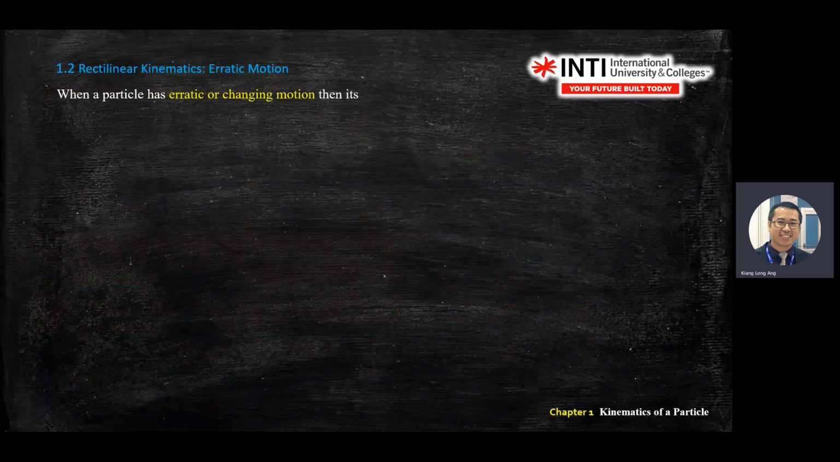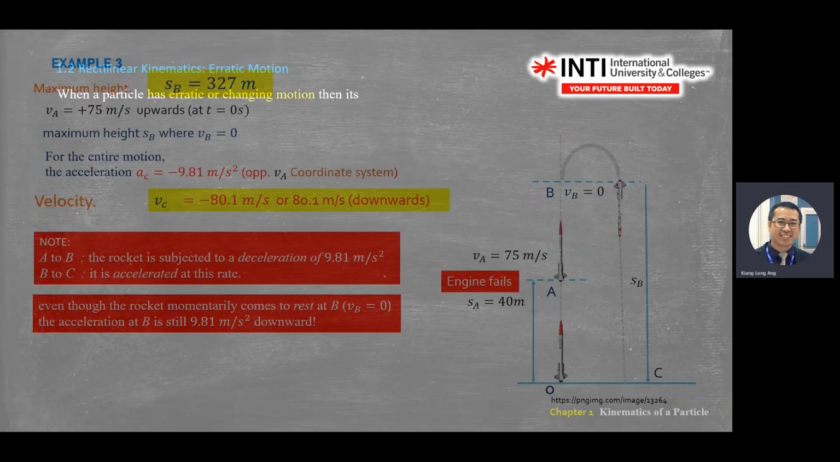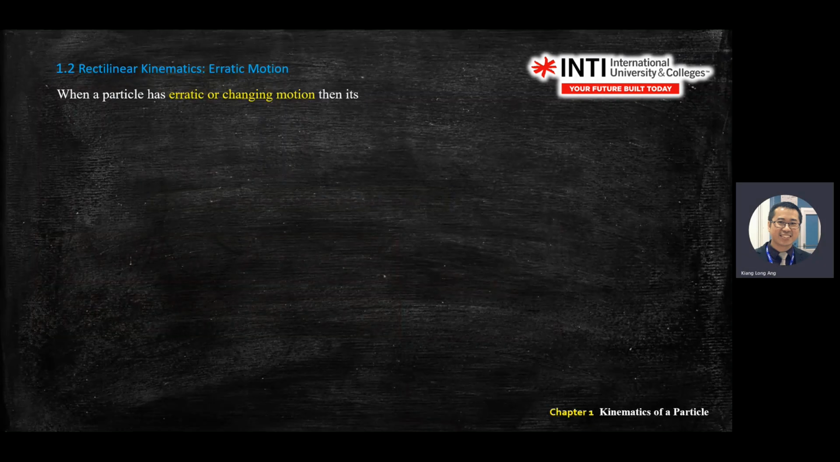Today, last week we were in continuous motion. Rectilinear, continuous. Today we learn erratic motion. What does it mean? It changes the motion when it moves. Okay.